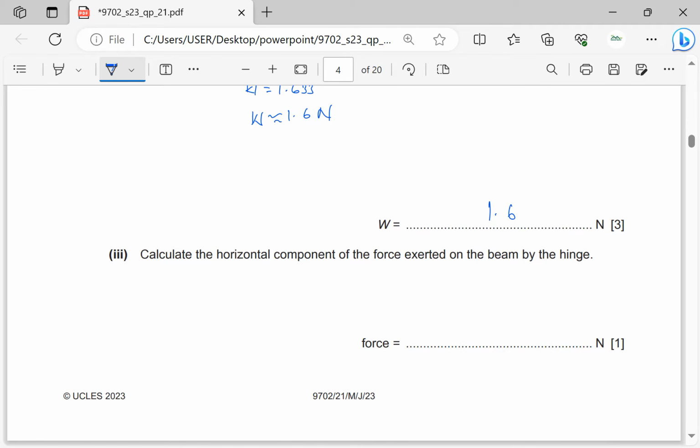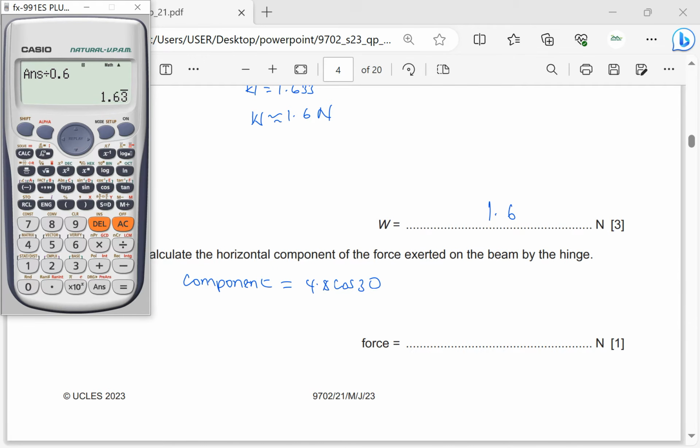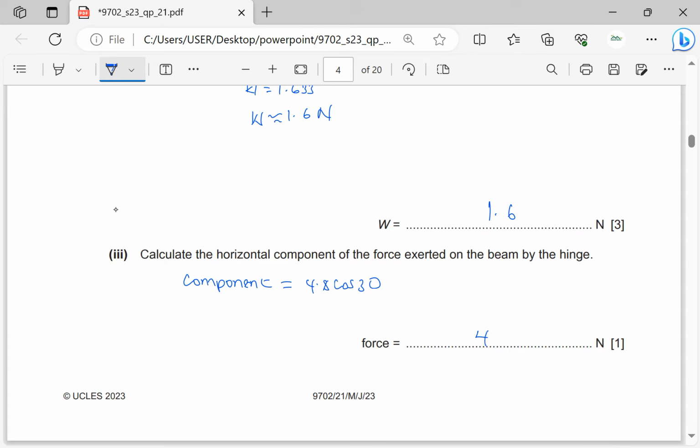Calculate the horizontal component of the force exerted on the beam by the hinge. I've already showed you the horizontal component. So the component here is 4.8 cos of 30. So 4.8 cos of 30 is simply 4.2. So I'll just write here 4.2.